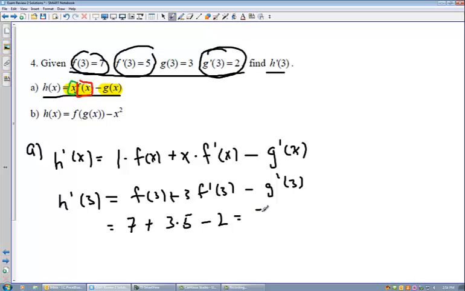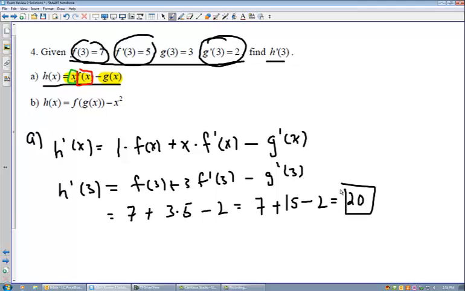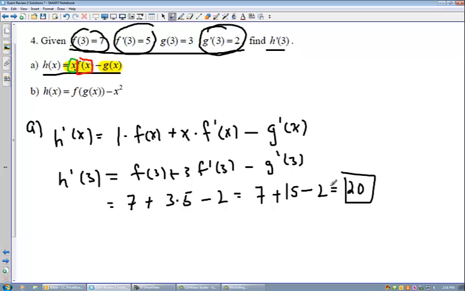And so this is equal to 7 plus 15 minus 2, which equals 20. So that's my answer for part A. Part B, we do in a similar way. So here's part B. Here's my h of x up here.